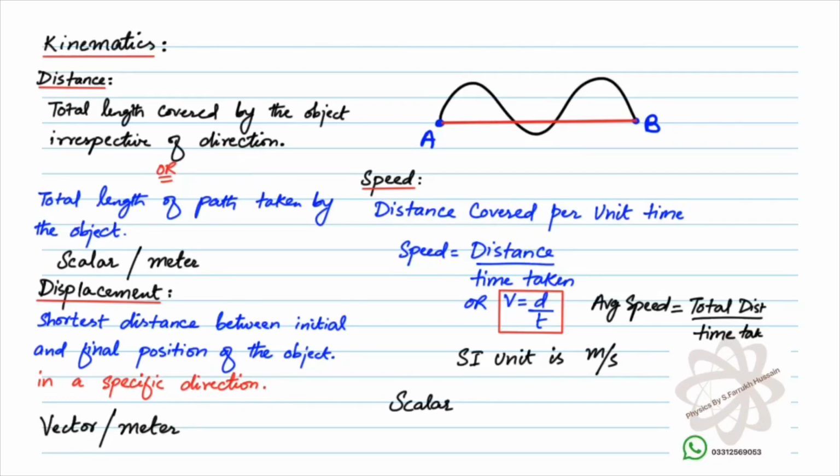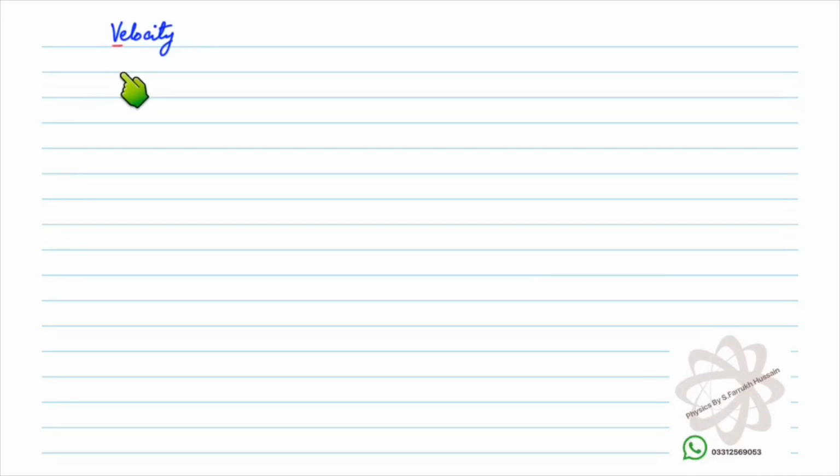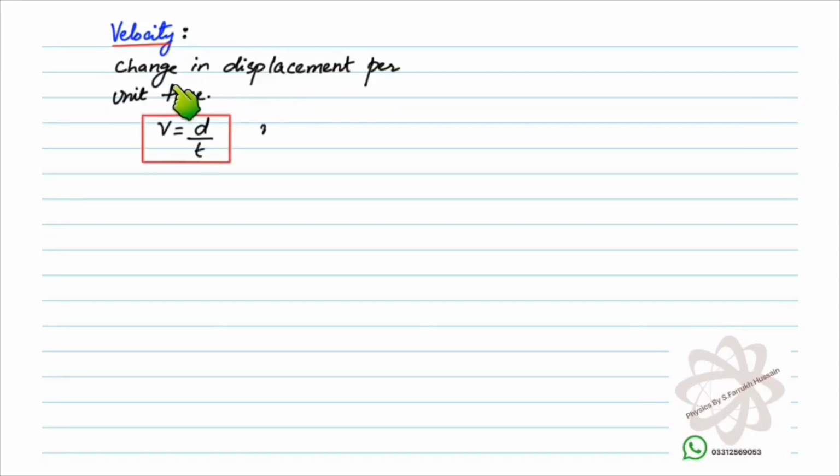Similarly, velocity is change in displacement per unit time. How much displacement you have changed and how much time you took to change that displacement, the ratio of these two physical quantities will be velocity. And since displacement is measured in meters, time is in seconds, so SI unit for velocity is meters per second, and it is a vector quantity because it is dependent upon displacement.